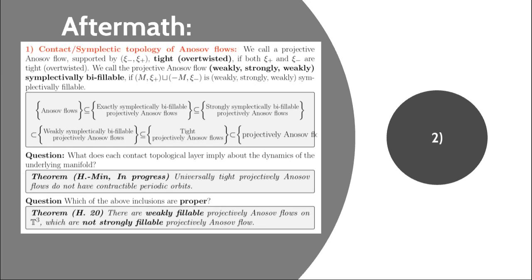tightness and symplectic fillings for such flows, and we can ask what each contact topological layer implies about the dynamics of the underlying manifold. In a work in progress, we can show that universally tight projectively Anosov flows don't admit any contractible orbits. We can also ask about the properness of such inclusions, and we can show that there are weakly fillable projectively Anosov flows which are not strongly fillable.